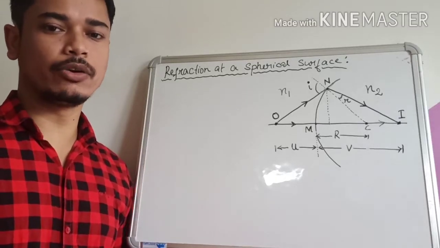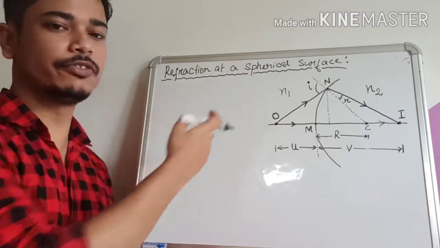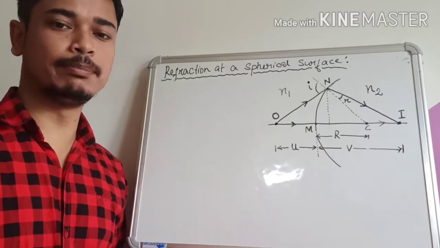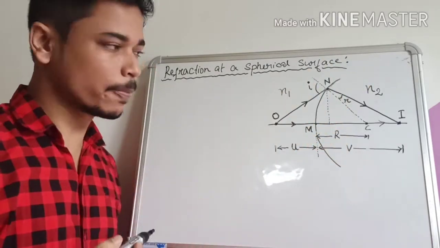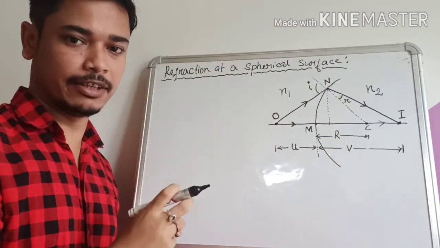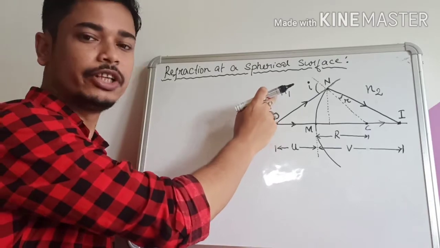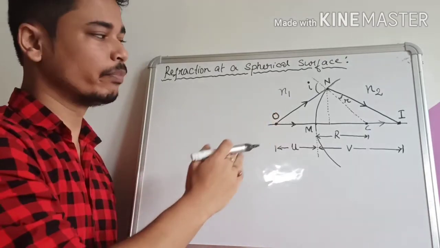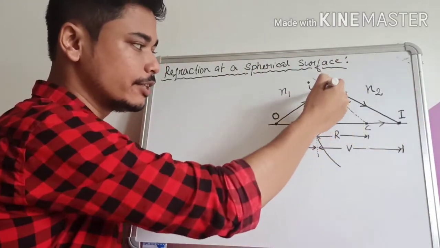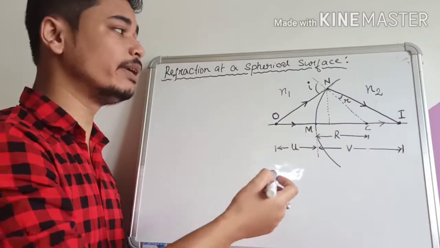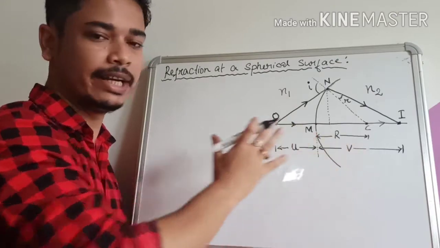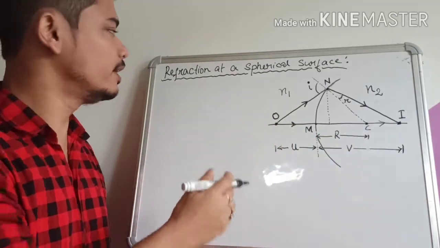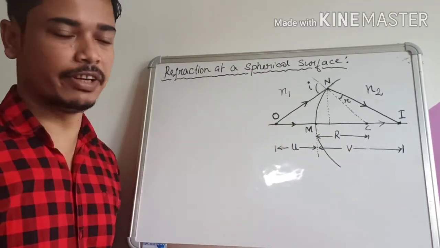In today's video, we are going to discuss refraction at the spherical surface. For this, we simply consider a spherical surface like this. This is a spherical surface. On the left hand side of the spherical surface, we consider a medium whose refractive index is n1. And on the right hand side, we consider another medium whose refractive index is n2. So we consider a simple ray diagram in order to study the refraction at a spherical surface.